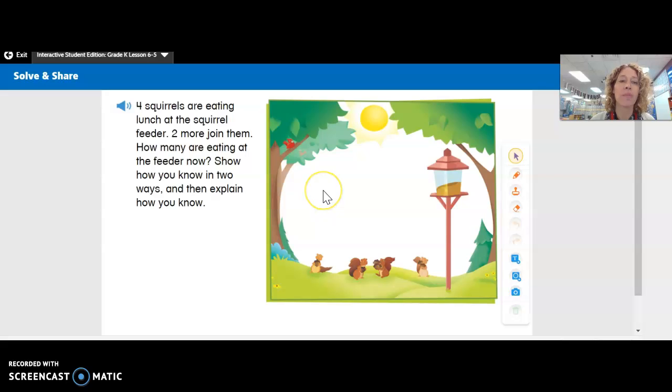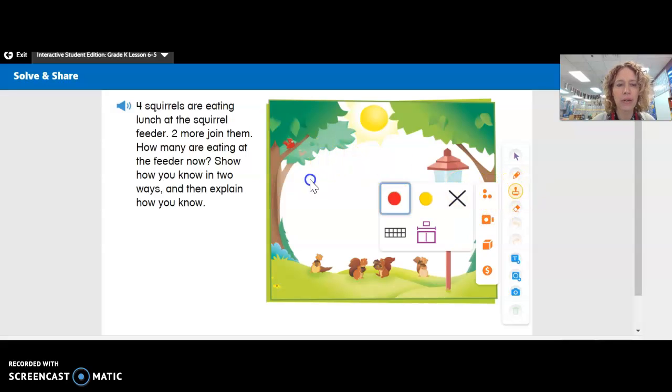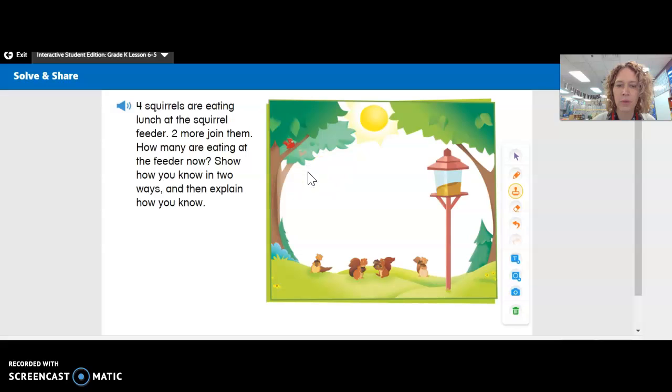So the first thing is there were 4 squirrels eating lunch. All right, so we're going to use counters today. How many were eating lunch at first? 4. Whoops, I better make it. So I'm going to get 4. 1, 2, 3, 4. And then 2 more joined them. So I'm going to put 2 more. 1, 2. How many are eating at the feeder now? 1, 2, 3, 4, 5, 6.